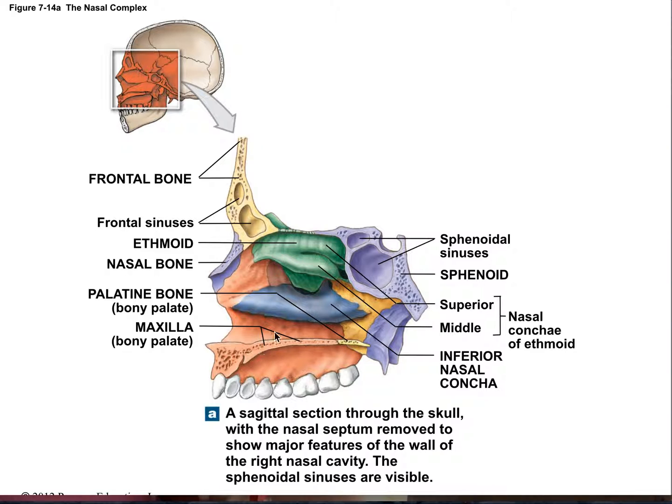The hard palate is made up of the maxilla and the palatine bones. Very much in the middle, very much by himself, is hidden right here. This is actually, no, that's the lateral aspect.